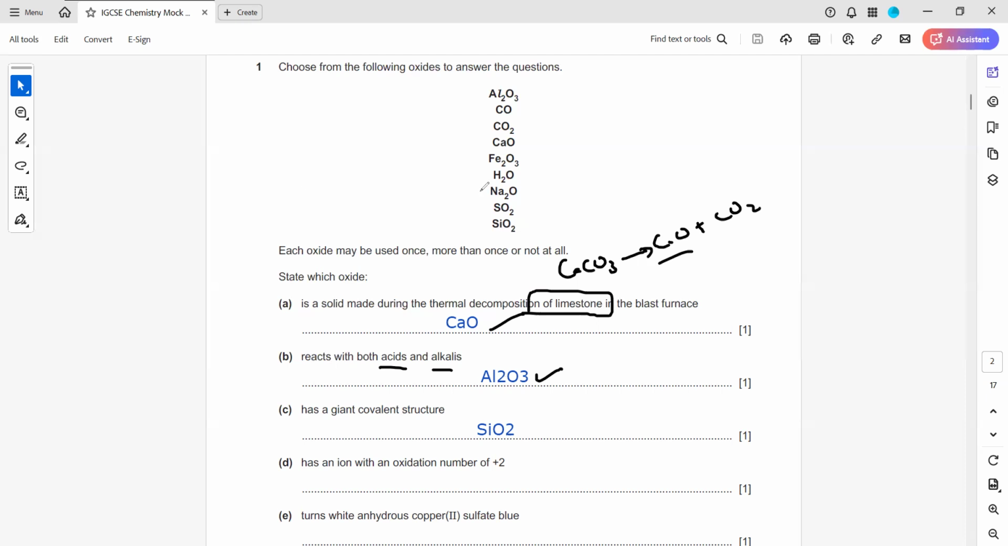So we have silicon(IV) oxide, which has a giant covalent structure. Which has an ion with an oxidation number of +2? Aluminium here is 3+. Iron is 3+. Calcium is 2+, a group 2 element.